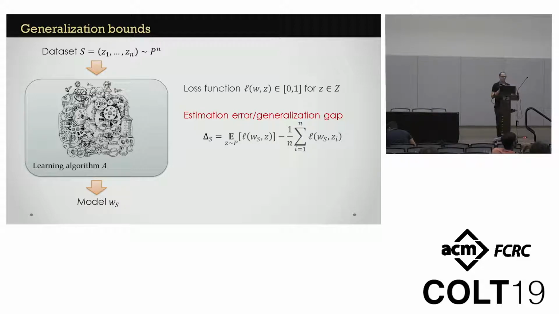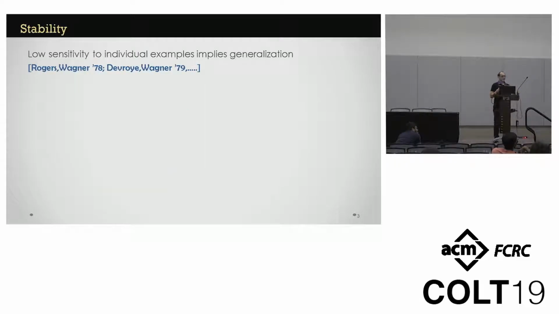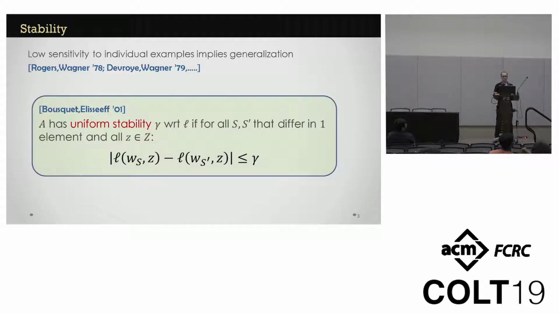So we're interested in generalization bounds, which are based on stability. Stability is this old and fundamental approach to generalization, which roughly states that algorithms which are not too sensitive to individual points will produce models that generalize well. We'll be interested in a specific and relatively strong, or maybe very strong, notion of stability, referred to as uniform stability, which is defined as follows.